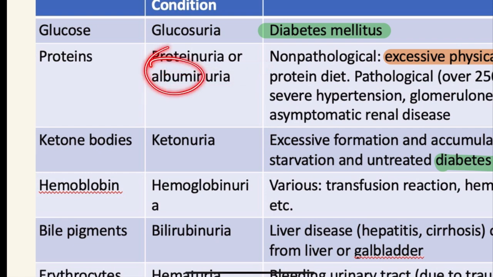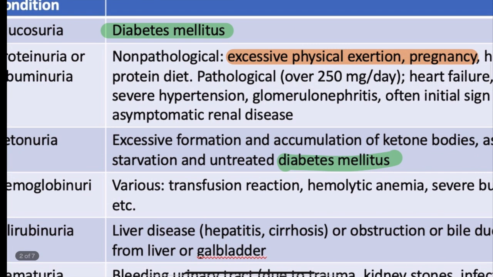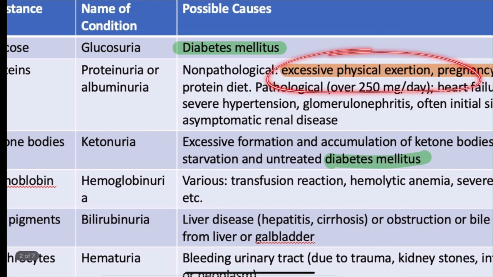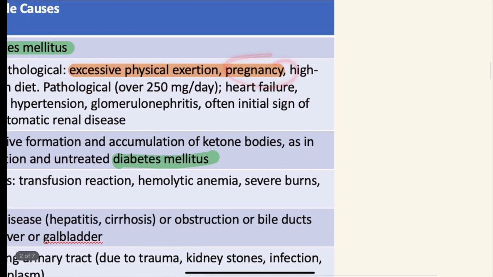Okay, proteins, from the name itself, proteinuria or albuminuria. You guys remember the function of albumin? Yes. Okay, so albumin was the protein, right? So in this case, this would occur, for example, in excessive physical exertion or pregnancy. Why would it be in pregnancy? Like, use logic to try to explain things, right?